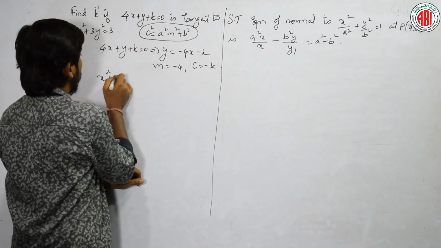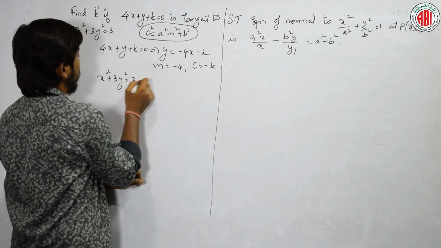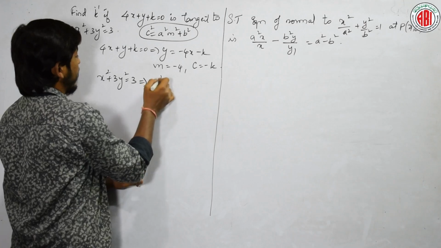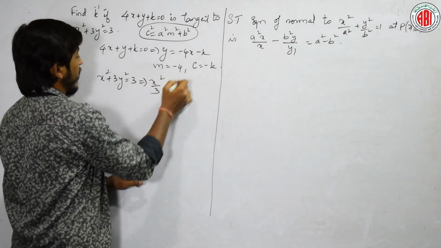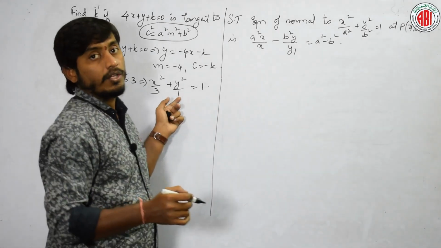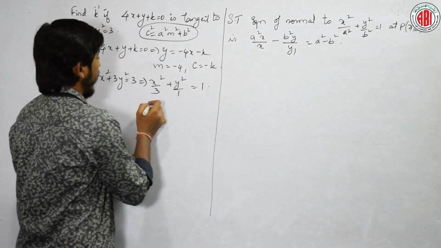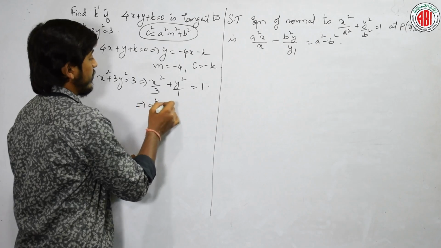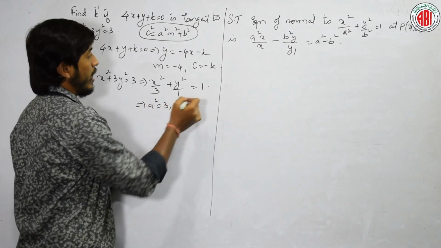Let us take this equation now. x square plus 3y square equal to 3. Let us divide by 3 on both sides. This will be like x square by 3 plus y square by 1 is equal to 1, right. So, what is a square here? a square is 3, b square is 1.